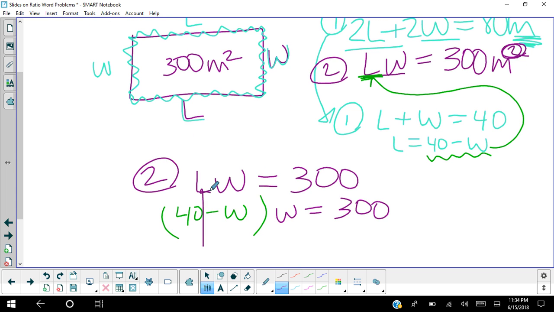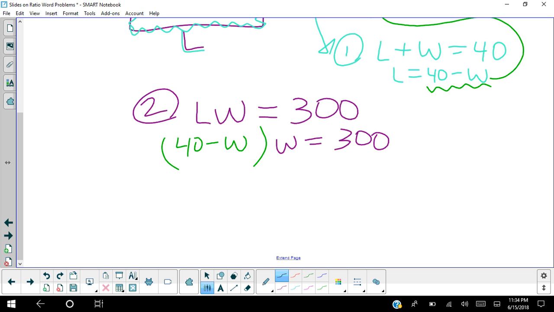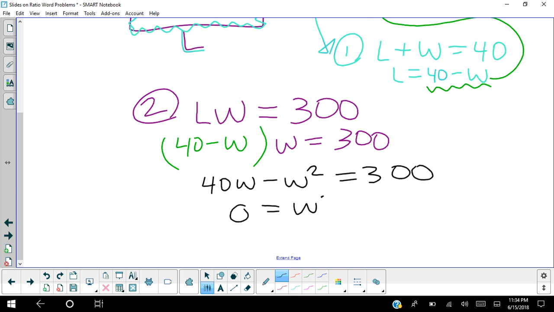So then I go ahead and distribute. So I get 40W minus W squared is equal to 300. This is a quadratic. For your strategies for solving quadratic equations, it's easiest if you make them equal 0 first so that hopefully you can factor. I like to get my x squared, or in this case W squared, term to be positive. So I'm going to do 0 equals and add the W squared to the other side so it's positive. W squared, I would then subtract 40W, and then I already had a positive 300 over here.